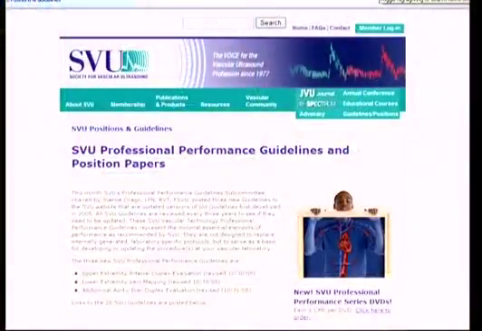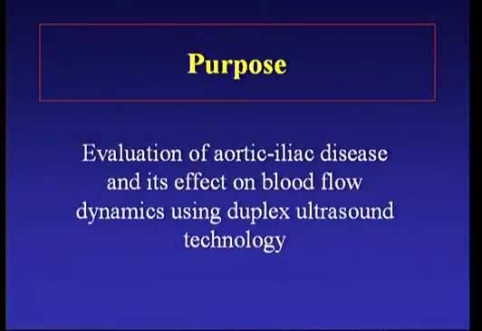These guidelines were prepared by members of the Society for Vascular Ultrasound to provide a working template to aid vascular technologists and other vascular professionals. The purpose of this examination is for the evaluation of aortic iliac disease and its effects on blood flow dynamics using duplex ultrasound technology.